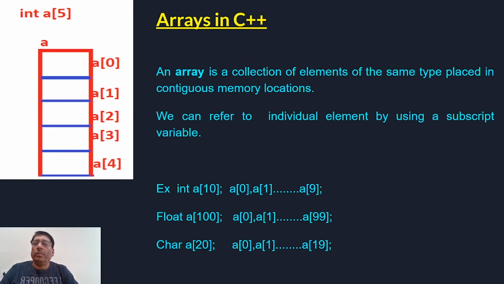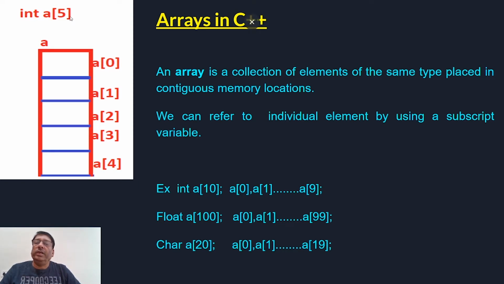When you talk about an array, you can define an array saying it is a collection of elements wherein all the elements should be of the same data type, and all these elements are to be stored in continuous memory locations. Then you can call it an array. Example, you can say int a[10].